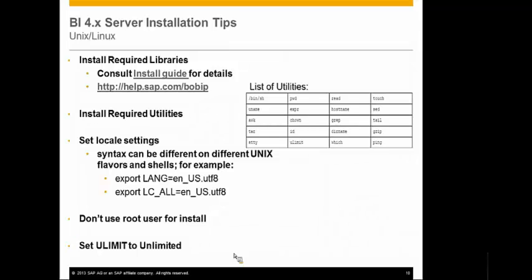Just a few other things here. It's also important to set the locale prior to running the installation script, or the installer will actually complain. Some examples of how you can set this on different Unix versions are listed here, but generally you would be using something like export LANG equals en_US.UTF-8. That's the standard syntax, but it may look different depending on the version of Unix that you're using.